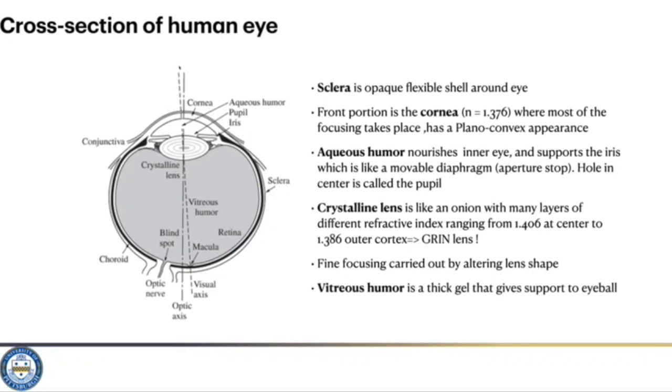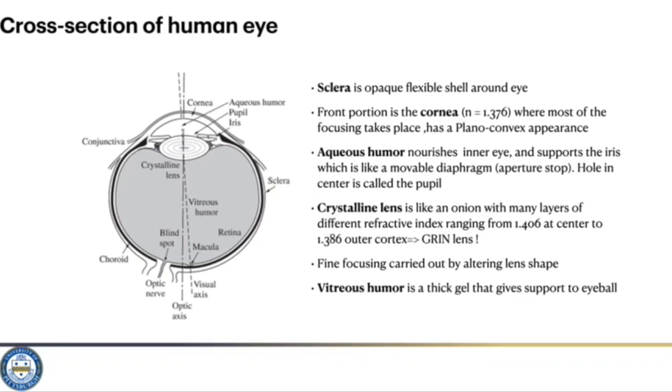and because it's the first interface between air, which is outside the eyeball, and the rest of the eye, a lot of the bending takes place there, because the refractive index difference is greatest at this point. That causes most of the focusing, or most of the bending of the light, to take place. And as you can see, it has a sort of plano-convex appearance. This is actually good for spherical aberrations. That's something we'll talk about when we discuss aberrations.